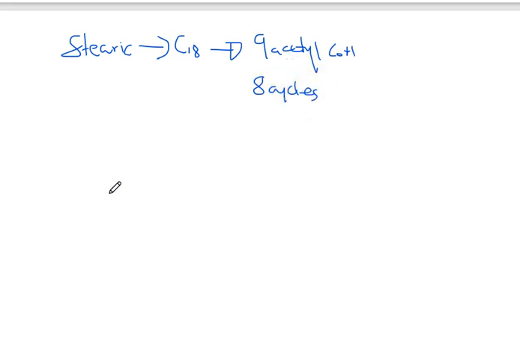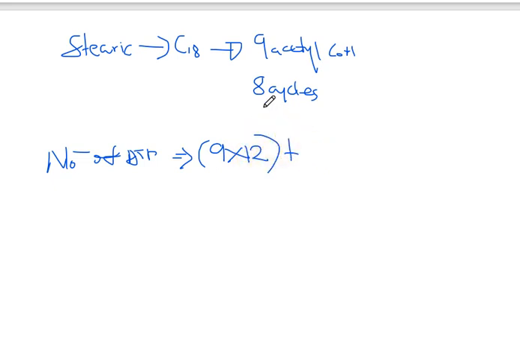So simple. The number of ATPs is going to be this. I'm going to have first the 9 acetyl CoAs. Each one will give me 12. So I'm going to have 9 times 12 ATPs plus the cycles, which is 8, and each cycle gives me 5. So I'm going to have 8 times 5 ATPs. Then minus my 2, which I use for the activation.